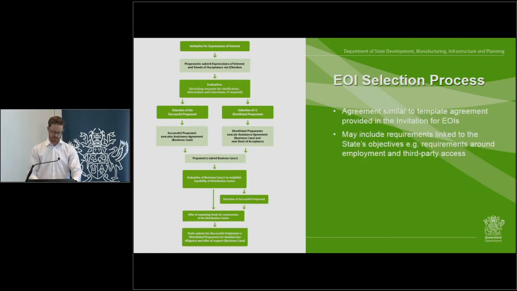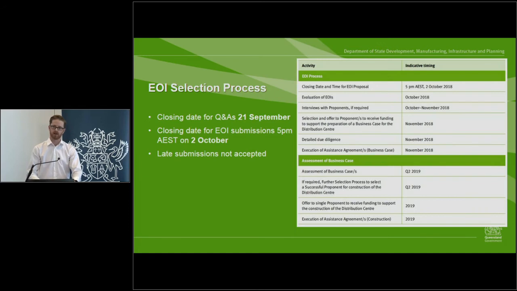If the business case is satisfactory, the successful proponent will again be required to sign an agreement with the state for the capital funding works. The agreement will be similar to the one that is provided for the business case development. However, it will include requirements linking it to the achievement of the state's objectives, for example, requirements around employment, third-party access for the distribution centre and such. So that wraps up an overview of the process.